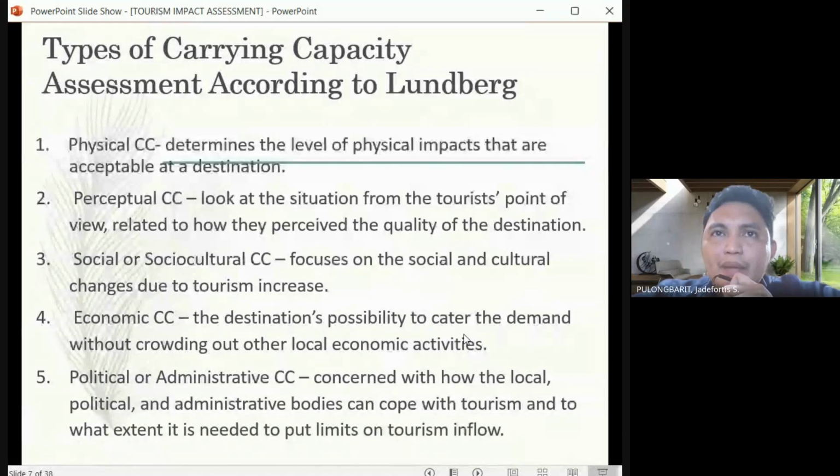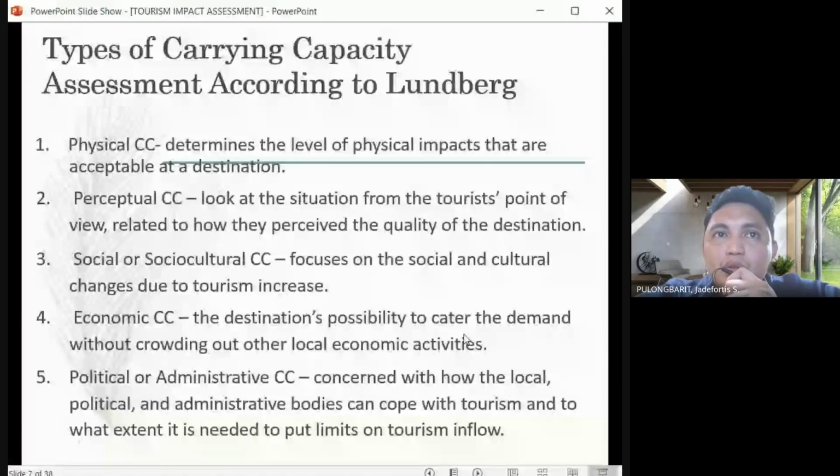Perceptual carrying capacity, look at the situation from the tourist's point of view. So you're going to check the point of view of the tourist, kamusta yung kanilang experience, kamusta yung quality ng destination. That is perceptual, no? So look at the situation from the tourist's point of view related to how they perceive the quality of the destination. Sila ba ay satisfied? Sila ba ay masaya? What are their feelings? Okay, so you need to know the situation. You need to assess the perceptual carrying capacity.